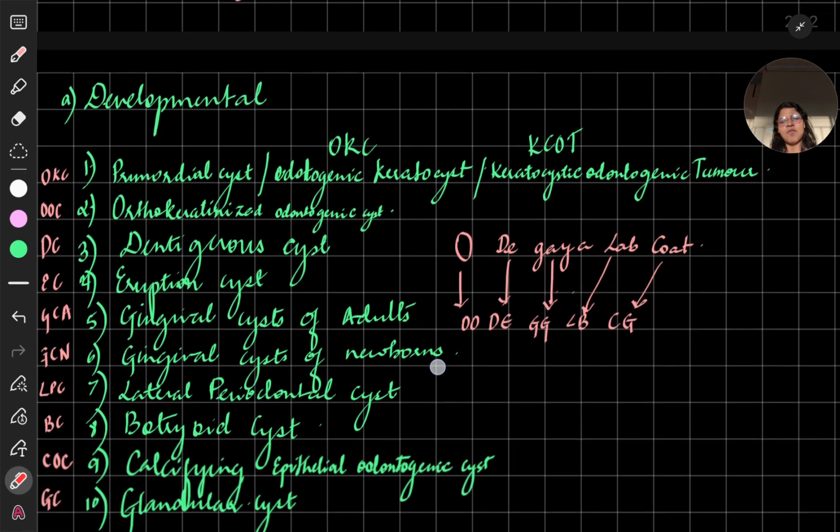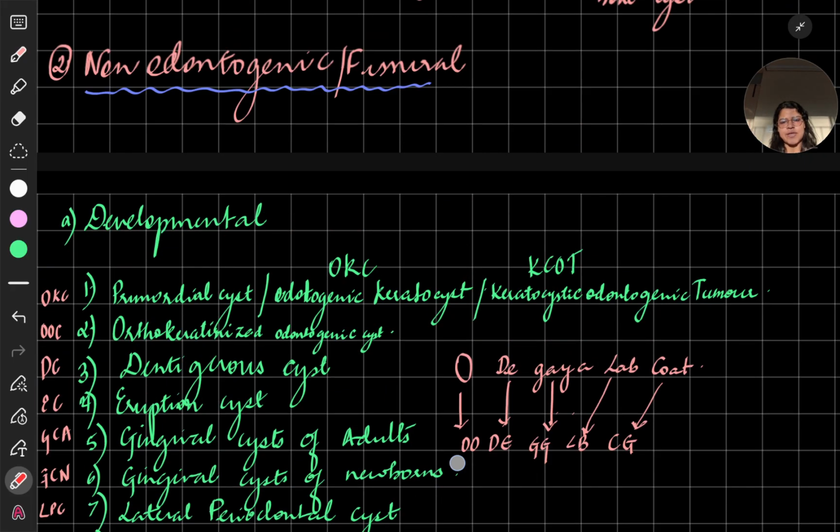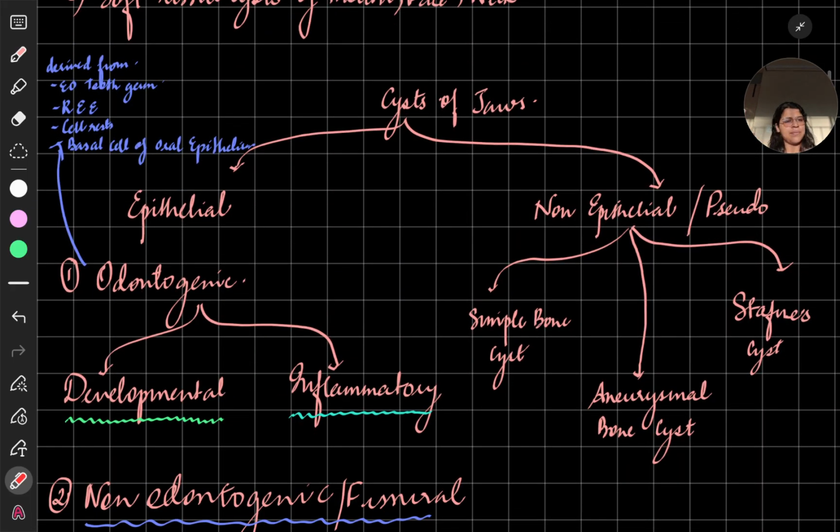Okay. Now we come to the developmental cysts. There can be a long note with classification, so you have to know all of these cysts, all of this classification, which is this: cysts of the jaws, epithelial, non-epithelial or pseudo.